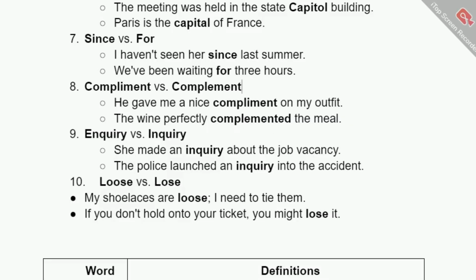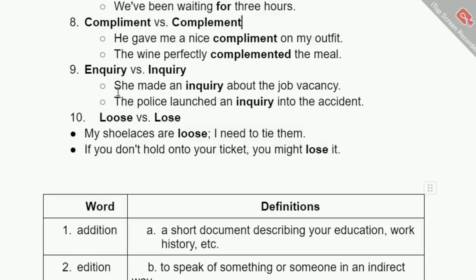Here, next we have inquiry versus inquiry. This inquiry with E is a request for information and it is used mainly in British English. And this inquiry with I is a formal investigation or request for information. And this one with I we use in both British and American English.